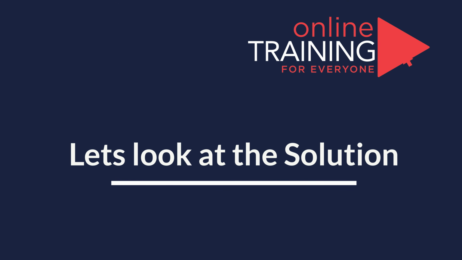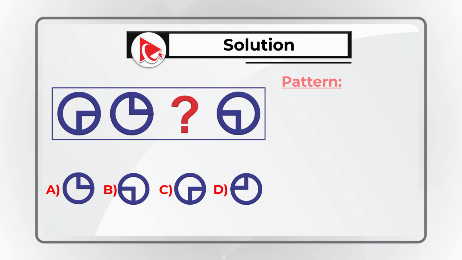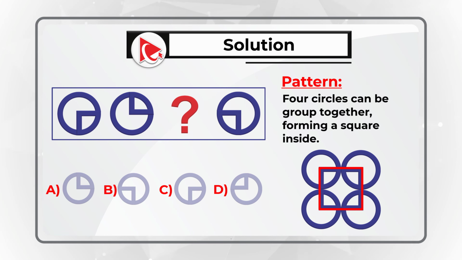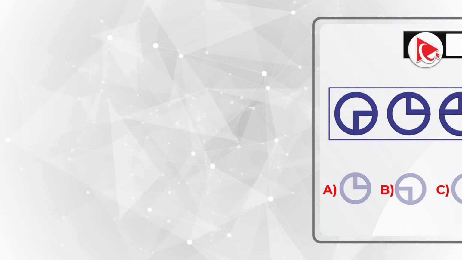And on my end, I'm moving forward to share with you my version of the solution. And obviously, if you have a better way to solve it, please make sure to share in comments. As you might have noticed, there is another set of lines inside the circles. And 4 circles can be grouped together, forming a square inside. So the correct choice here is choice D. Hopefully you've nailed this question and now know how to answer similar problems on the test.